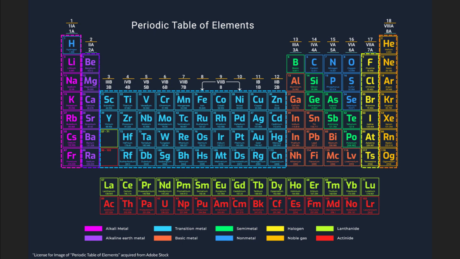The last group I am going to talk about are the noble gases. They are found in group 8A or 18. Some of the elements in this group are quite famous, like helium and neon. Their characteristic is that they are very unreactive.